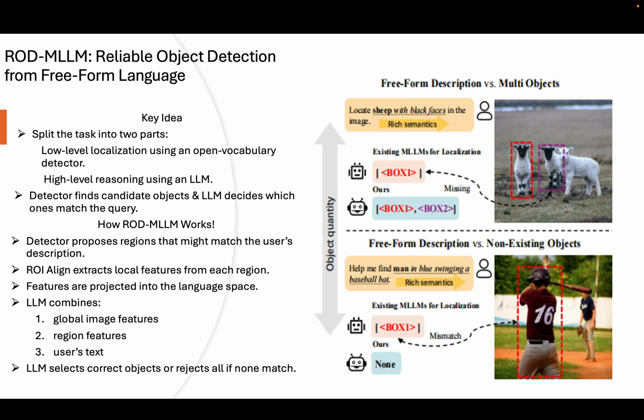So here's how the whole system works. The detector finds possible objects, and then it extracts local features, and those features get projected to the LLM's language space. In that case, the LLM considers three things together: the global image, the regional feature, and the user's text. Basically, it understands what's happening in the entire image, and also what exactly inside the specific bounding box might be. So the LLM has three different parts to understand: first, the user's text, then the whole image, and then the inside of the bounding box.